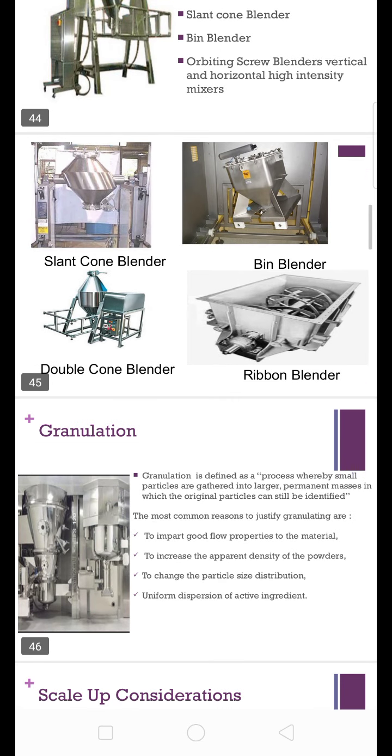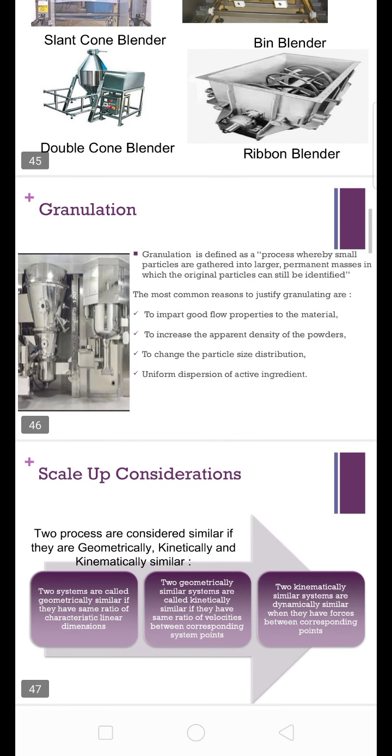Slant cone blender, bin blender, and these are the different figures given, right? After blending or mixing of the powder, the next step is granulation. What is granulation? It is a process where small particles are gathered into larger, permanent masses in which the original particles can still be identified. So the small grain particles come together and form large-size granules.